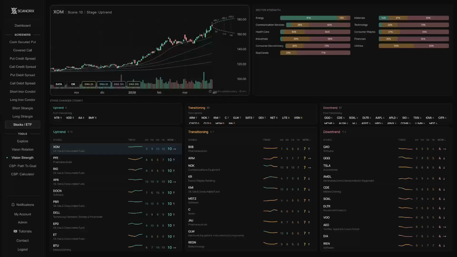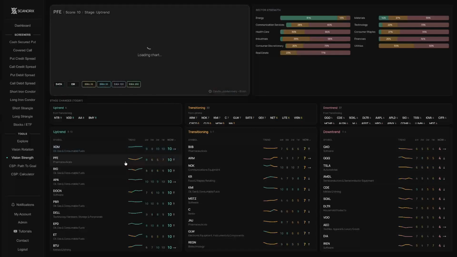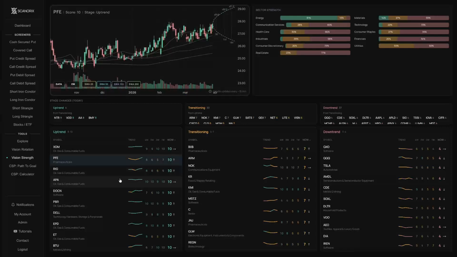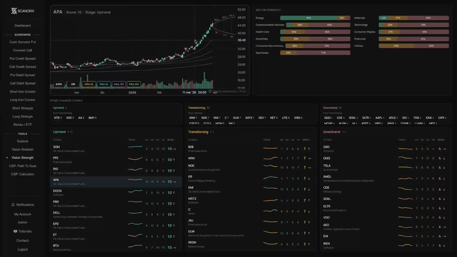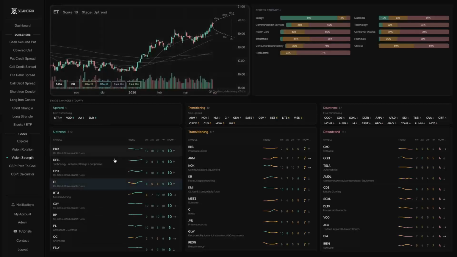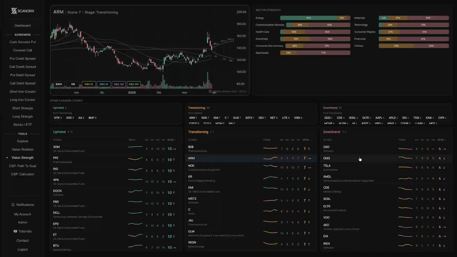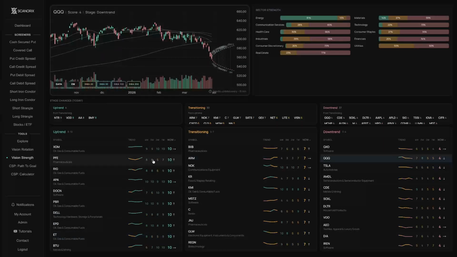Before setting up any put credit spread, you need to know if the stock has technical strength. Normally, what does that mean? It means opening the chart, checking the moving averages, momentum, volume, and so on. With Vision Strange, we have this view where we can see which stocks have technical strength, which ones are transitioning, and which ones are in a downtrend. This helps us a lot when we need to filter as we create our screeners for put credit spread.